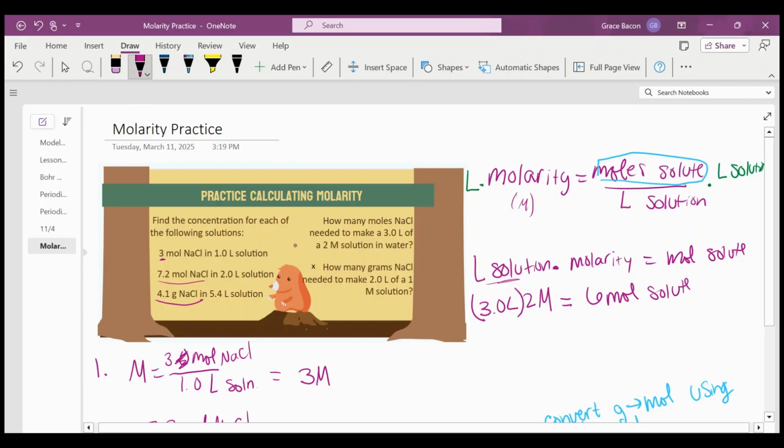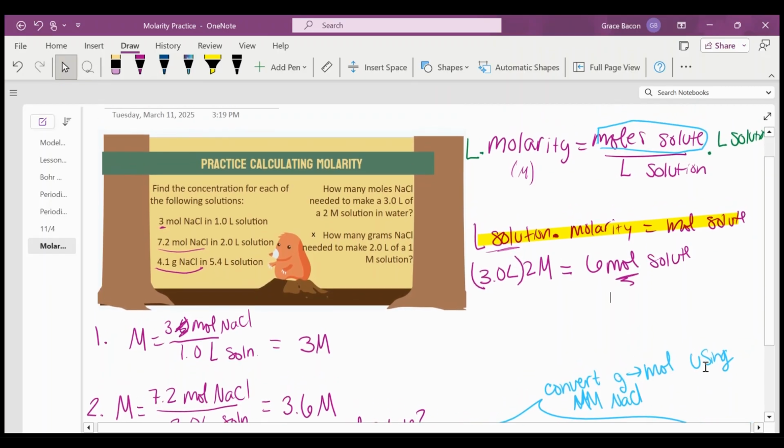And now, last but not least, how many grams of NaCl are needed to make 2 liters of a 1 molar solution? So this is still the version of this equation that I'm going to use, but that's going to give me my answer in moles. And then I'm going to have to use the same process we did here to convert that back to grams.